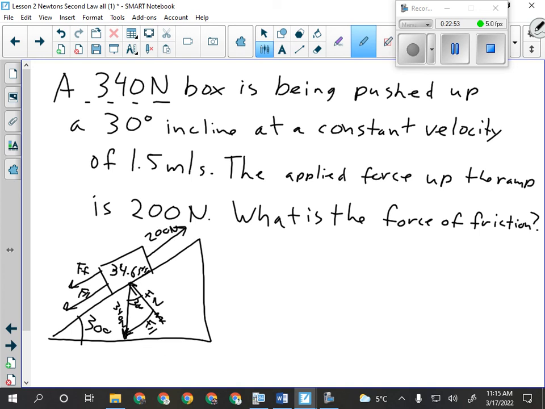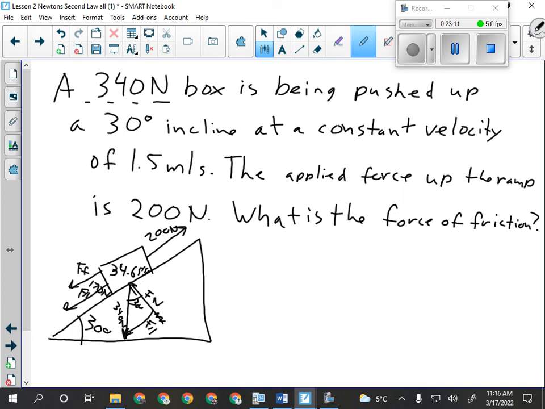Yes? So the angle inside the smaller triangle will always be the same? Always. Okay, so F parallel is 170 newtons.